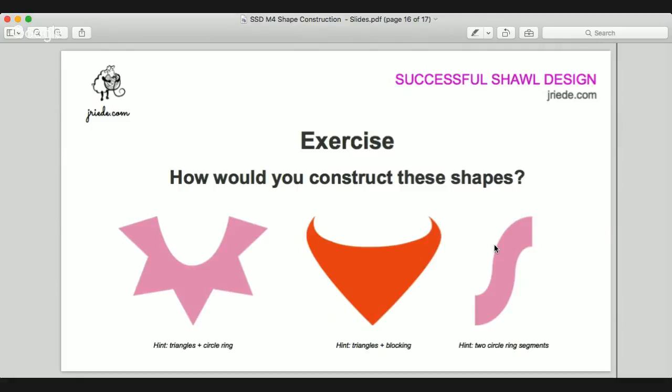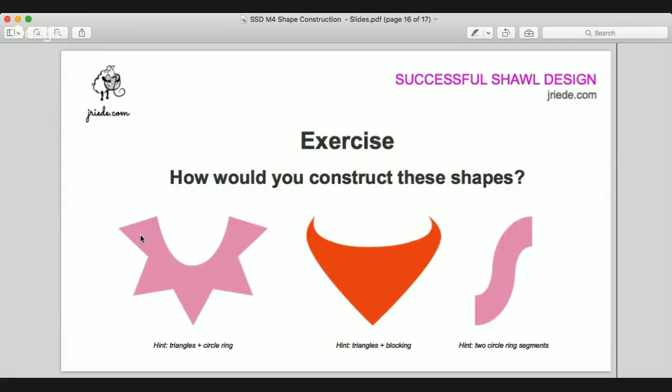Okay. So as we're finished with our examples, maybe let's have a little exercise and just tell me, how would you construct these shapes? The shape on the left side, I call it the mod star. It's a modified star. Basically, as we can see, it's not a full star. It's more like a circle ring or ring star. So we do not start at the center here, but by casting on a few more stitches to form this shape. The hint is it's a combination of triangles and a circle ring.